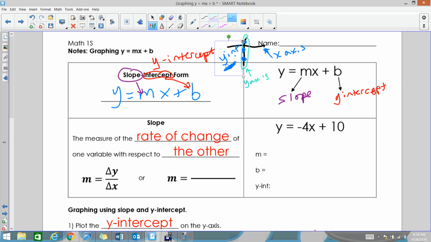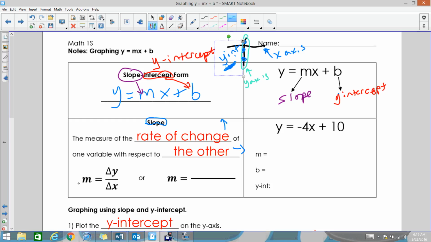So you probably have already written this, but here we go. Slope. What is slope? What does that mean? Well, slope measures the rate of change of one variable with respect to the other. So how high up your line goes in relationship to how wide it goes. How high it goes to how wide it goes.